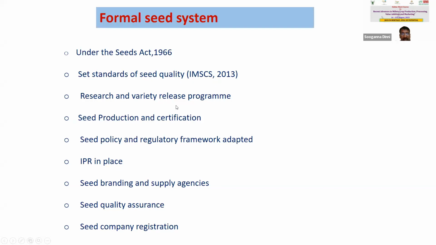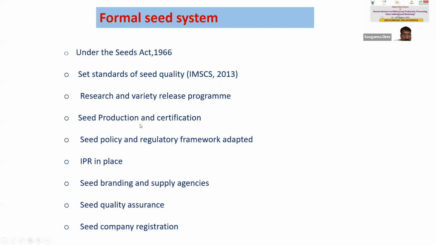The research and variety release program is a well-established 3 years program. Before release, the variety is tested all over India. That is AICRP, All India Coordinated Research Project, for 3 years. Initial variety trial IVT, AVT1, AVT2. So once the variety is identified, it will go for the release. Once it is released, it will be notified under Section 5 of the Seeds Act.